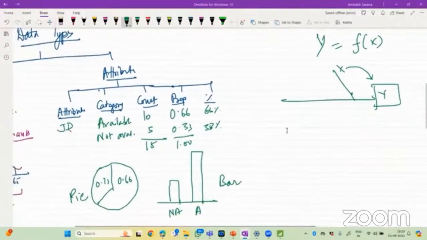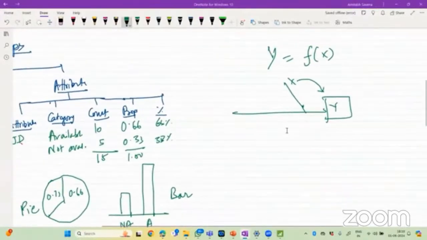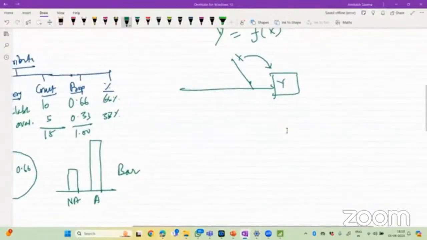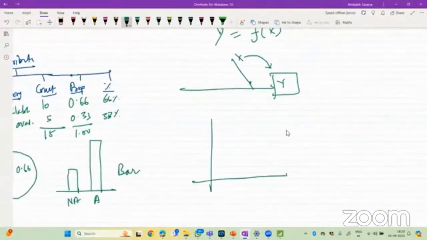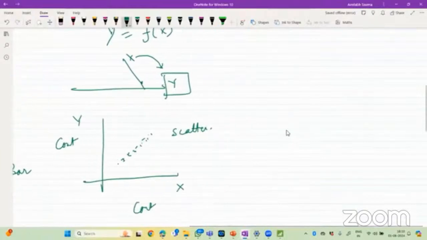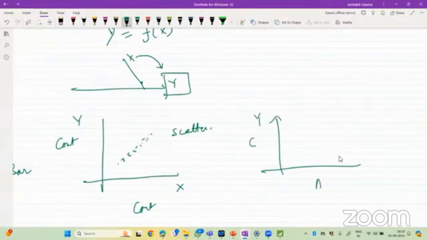So now we are investigating Y is a function of X. Means is X affecting the Y? Now, whenever one of them or both of them are continuous data, like this is also continuous and this is also continuous, I can use scatter plot. Okay. And when one of them is attribute and one of them is continuous, like this is continuous and this is attribute, I will use box plot. Okay, so let me demonstrate that.